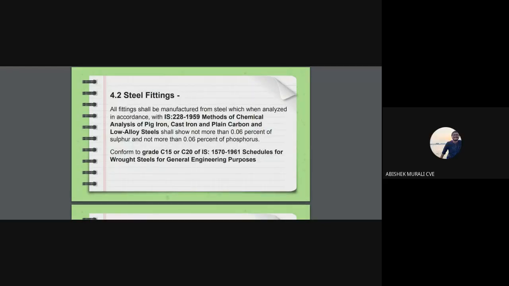In steel fittings, all fittings shall be manufactured from steel, which is analyzed in accordance with the different methods of chemical analysis mentioned in code IS 228-1959. For wrought iron, C15 or C20 of IS 1570-1961 is referred.